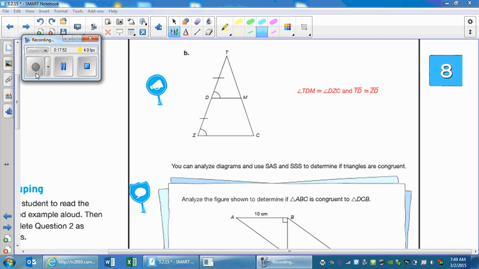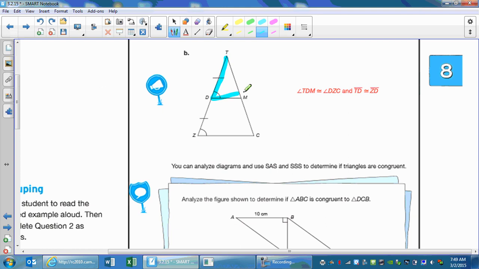We're getting close to finish. Stay with me for about 5 more minutes. So we have angle TDM congruent to DZC, and then we have TD is congruent to ZD. So this is just like us identifying what the marks mean.